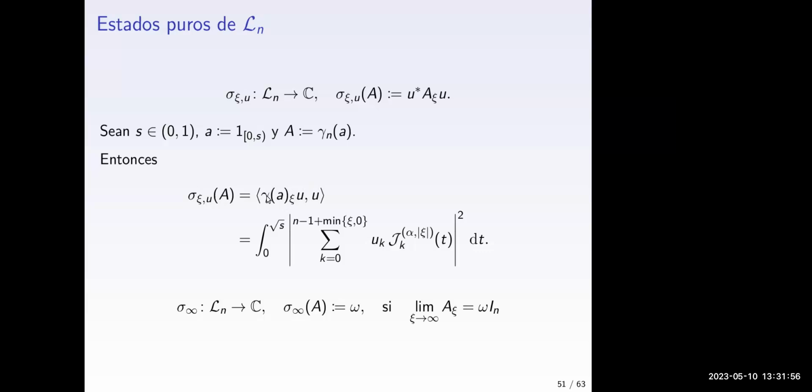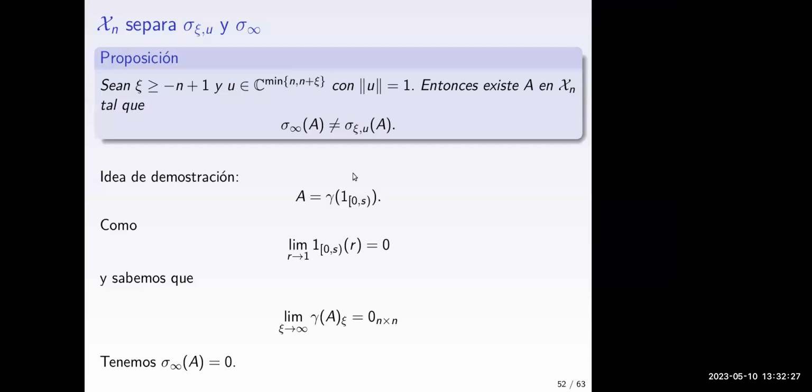And well, we know the matrix associated to this radial Toeplitz operator, and we can see that we get this in terms of the Jacobi functions, and we define this sigma infinite as the limit of this function. Well, we can see that sigma c separates sigma infinite.